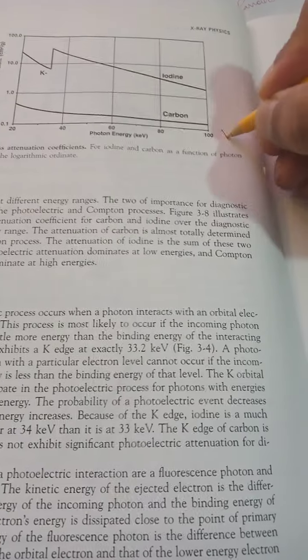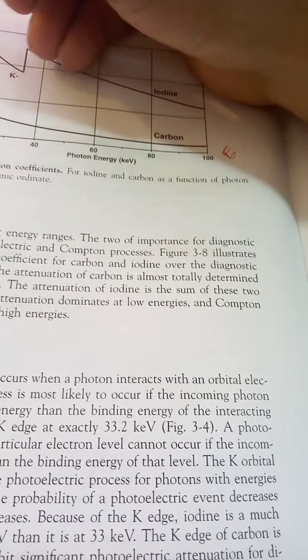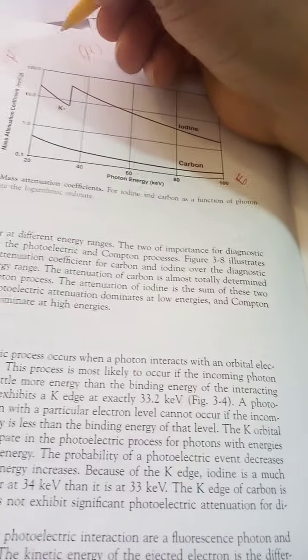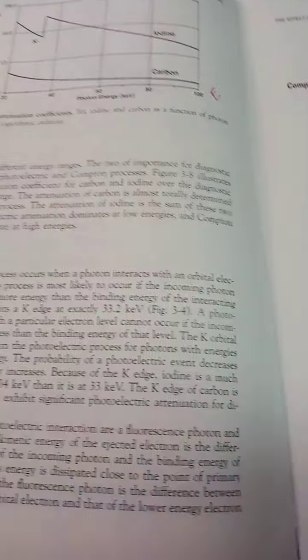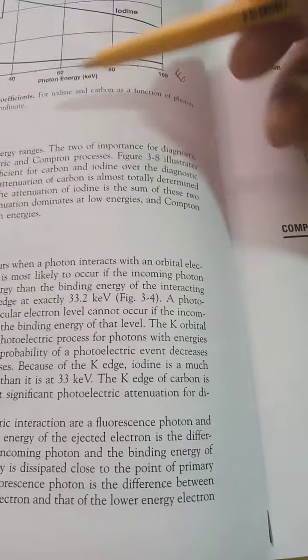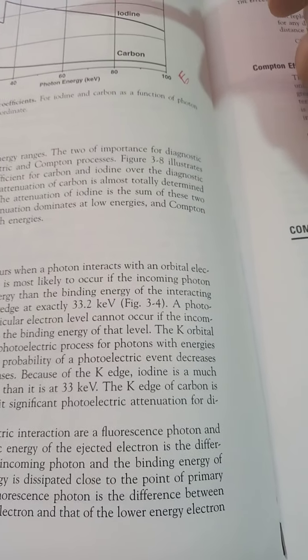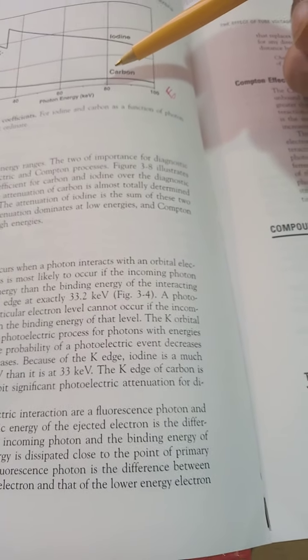So energy is on the x-axis, and the attenuation coefficient is on the y-axis. It's energy versus attenuation coefficient. Iodine has a higher attenuation coefficient, and carbon has a lower attenuation coefficient.